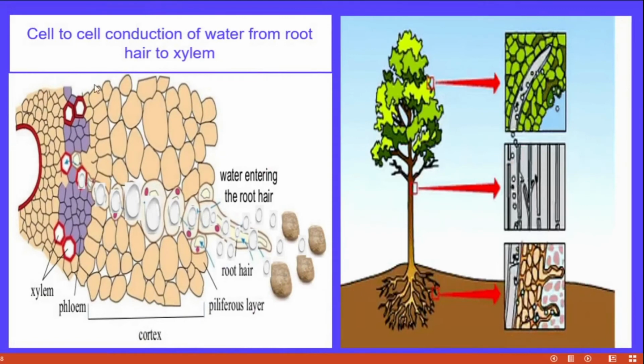Look at this picture. Cell to cell conduction of water from root hair to xylem. These are soil particles. Soil particles are usually surrounded by a thin layer of water molecules. When the root hair grows in between the soil particles and water molecules reach one cell, they are distributed or spread to the next cell. This process continues until it reaches the xylem cell.